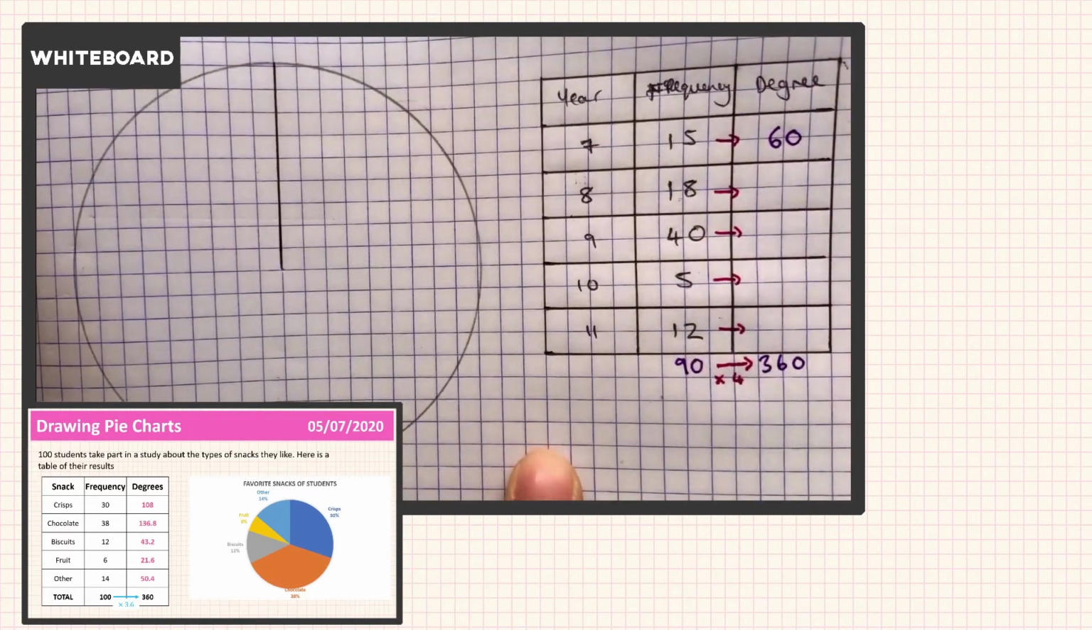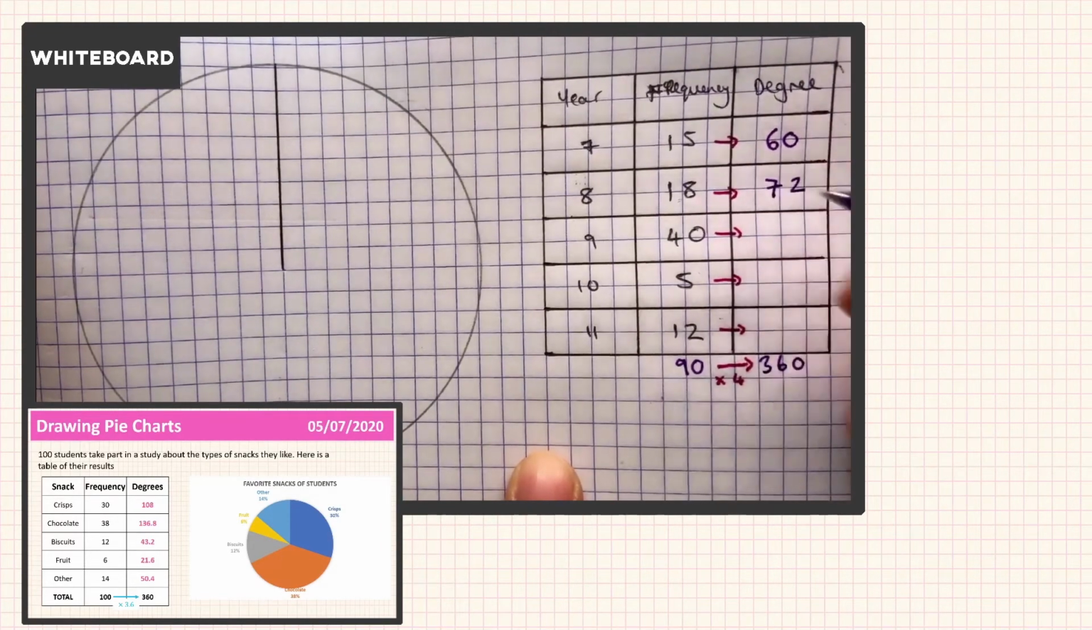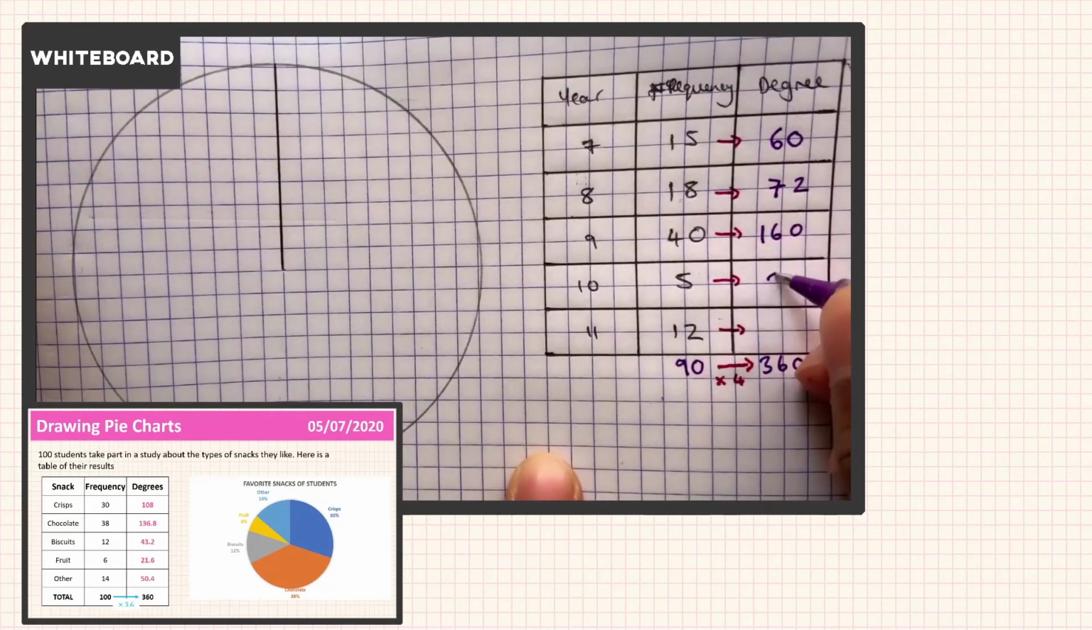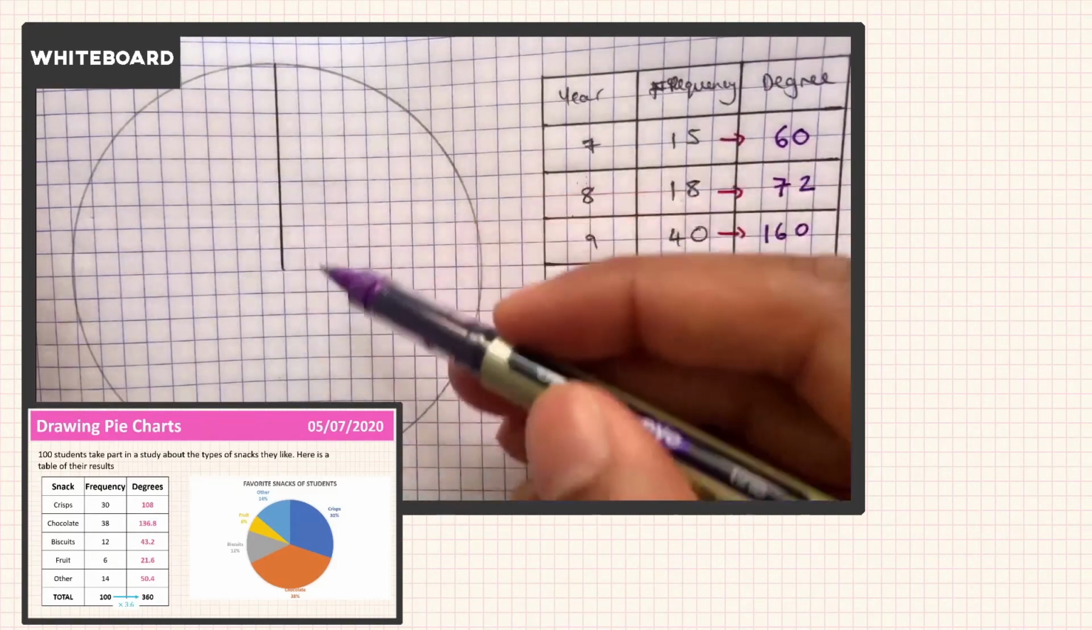You got 60 degrees. We're going to do 18 times 4, which is 72. 40 times 4, which is 160. 5 times 4, which is 20. And 12 times 4, which is 48. So I just need to do these degrees on this pie chart.